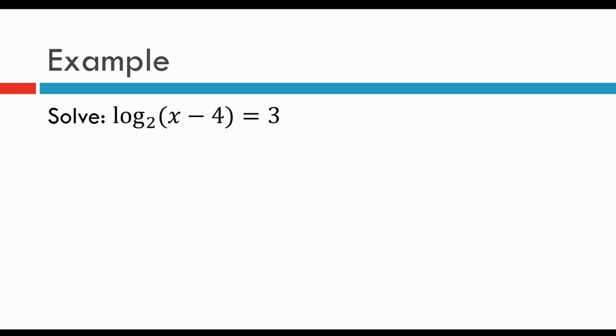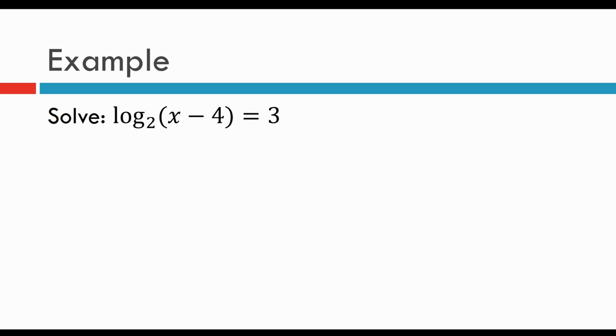All right, so let's take a look at this example. We are going to solve log base 2 of (x - 4) equals 3. So notice that we have the log isolated by itself. Every number is inside the parenthesis. The 4 is inside. So since there's nothing outside or not connected to the log, we don't have to worry about isolating it.